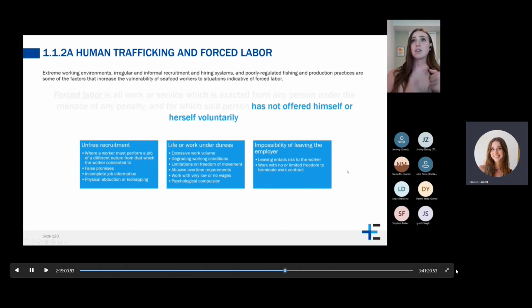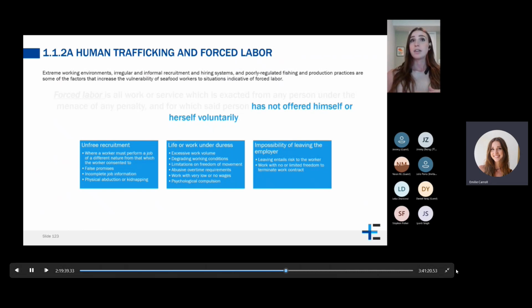The second part here is has not offered himself or herself voluntarily. This voluntary aspect to employment is really key, and there are three different components here as well. First and foremost is for those migrant workers, or even domestic migrant workers, that use the recruitment route. Unfree recruitment is a really common issue area with human trafficking and forced labor, and this can take a lot of forms. It can be a worker performing a job that's different in nature from what they thought they were signing up for, but it can also be as extreme as physical abduction or kidnapping.